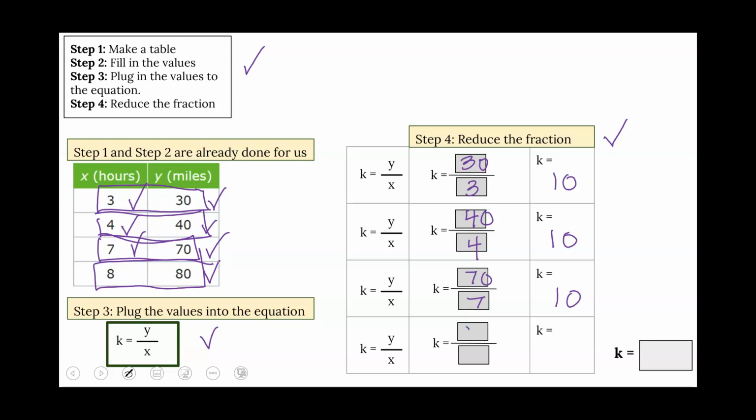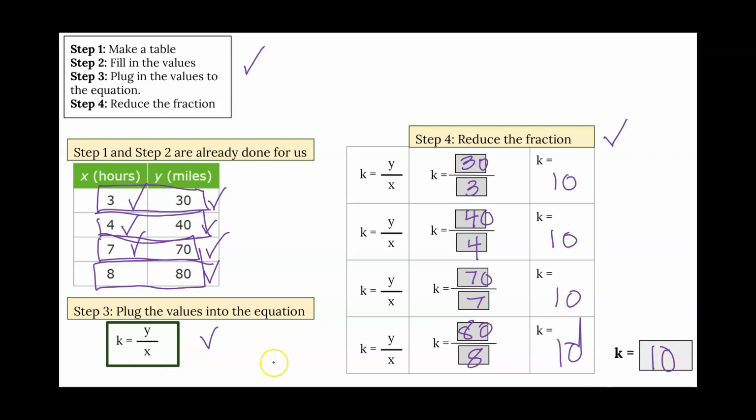So we put the 80 as our y, and we put our x is 8, and 80 divided by 8 is 10. So in this case, they're all 10 down the line. So it does work. Our constant of proportionality is 10.